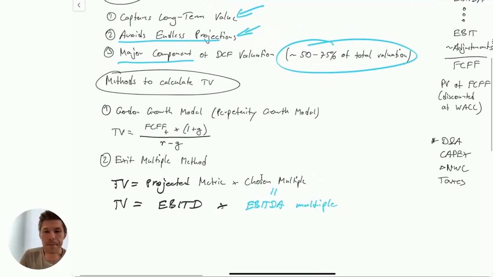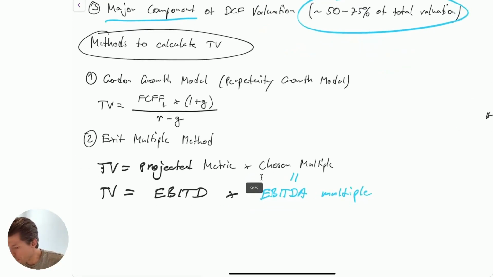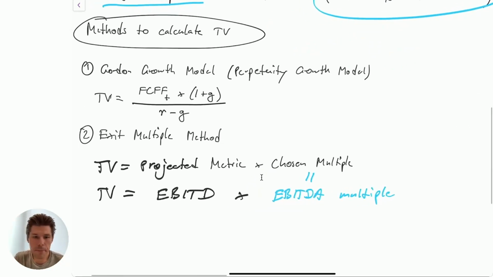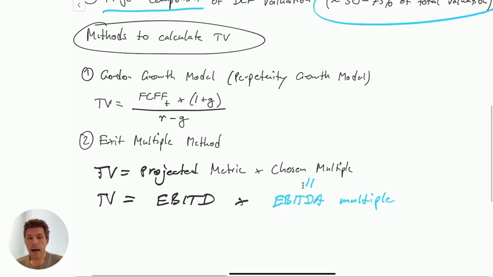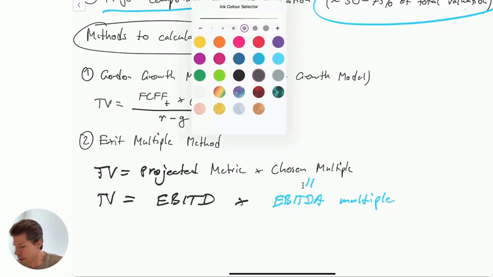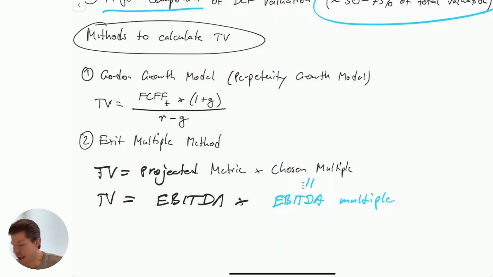So what does it mean? Or maybe before we do that, why do we use exit multiple? You can use exit multiple if the industry has very good comparable companies with known valuation multiples, and if it's really hard to estimate a realistic perpetuity growth rate. You use this one, the EBITDA multiple, many times for private equity and M&A deals.